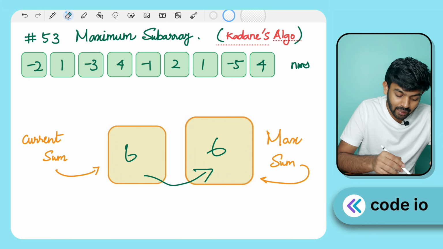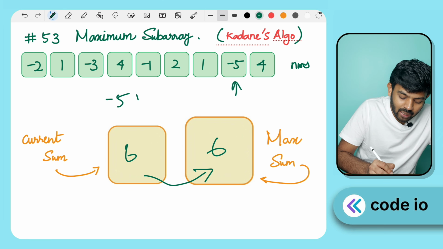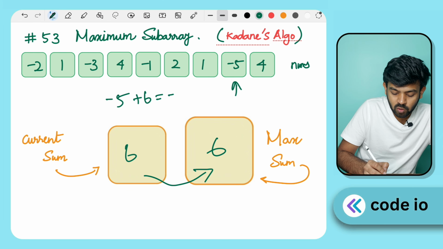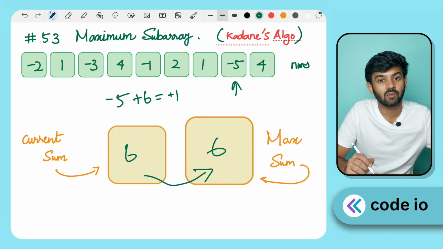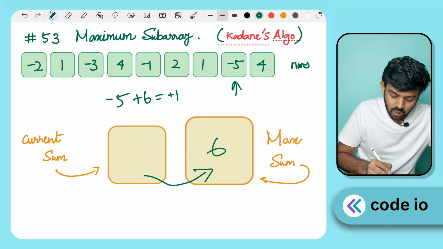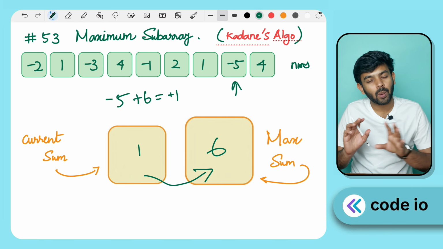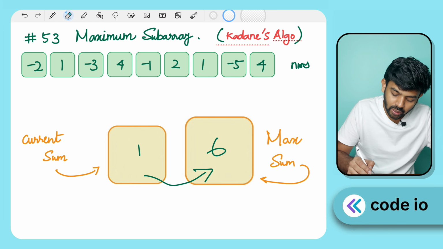Moving over to the next iteration. In the next iteration, you have minus 5. If you add your minus 5 with 6, that is going to give you a plus 1. Is 1 greater than minus 5? Yes. So you are going to add this minus 5 to your current sum. That gives you 1. Now 1, you are going to compare it with your max sum. It's not greater. So you'll just ignore it and move to next iteration.